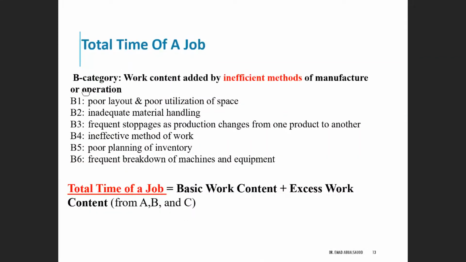The third type or the third category of excess work is the work content added by inefficient methods of manufacture or operation. The difference here is method, نظام. I'm not talking about design or material or specification. The method, النظام المستخدم. Let's take an example. If the method of adding and dropping courses, I believe most of you watching now have been through this.